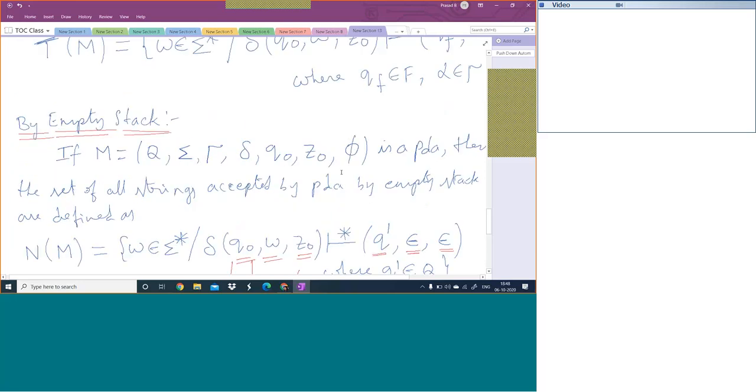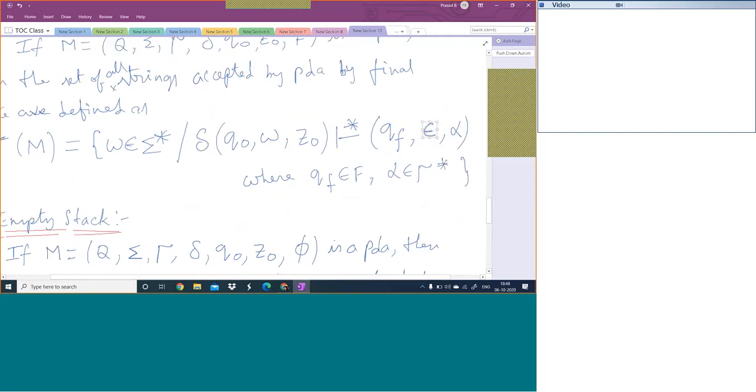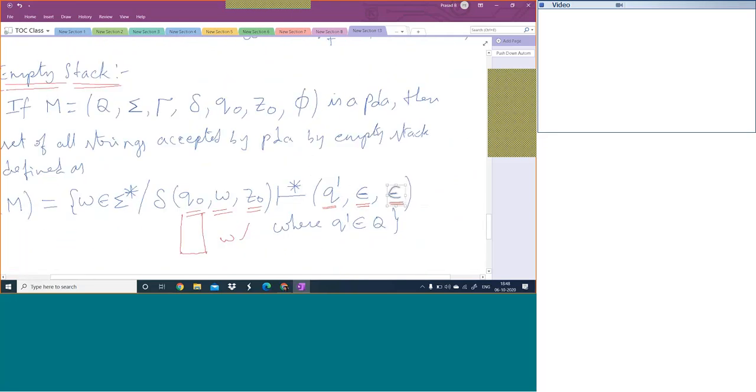Now if you go for final state, here also the string must be empty, and here also the machine has to start from the initial ID. The common in empty stack and by final state, they both must start from the initial ID. In both cases, the string must be scanned completely. Whereas by final state, it has to reach the final state. The stack can be anything. Whereas in empty stack, the stack must be empty, and the state can be anything. That is the difference.